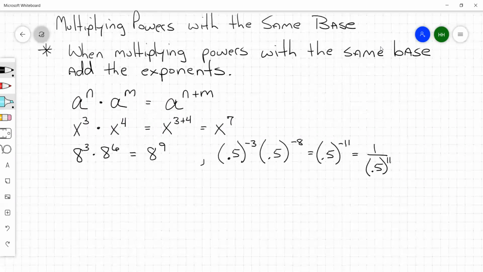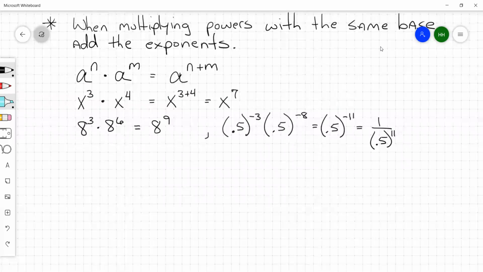And this rule applies if there's just two bases or if there's more than two bases. If you have 9 to the negative third times 9 squared times 9 to the 5th, again, you're just going to add the powers together. So that's going to be equal to 9 to the negative 3 plus 2 is negative 1 plus 5 is positive 4. All right, now in your calculator, there's a button that looks like this.